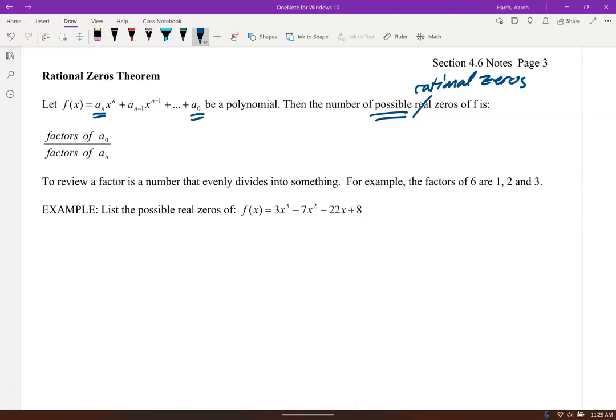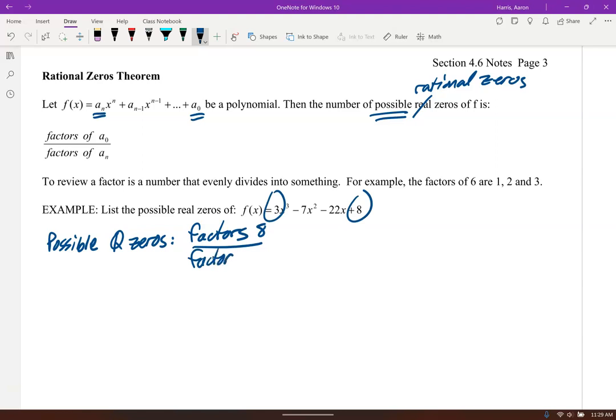Well, what are some possible zeros? What are some possible x-intercepts? Some possible rational zeros, I'm going to use that funky looking Q for rational zeros, are factors of the 8 on the end over factors of 3, the leading coefficient. Factors of 8 could be 1 times 8, negative 1 times negative 8, 2 times 4, negative 2 times negative 4. Factors of 3 are just 1 and 3, or negative 1 times negative 3.